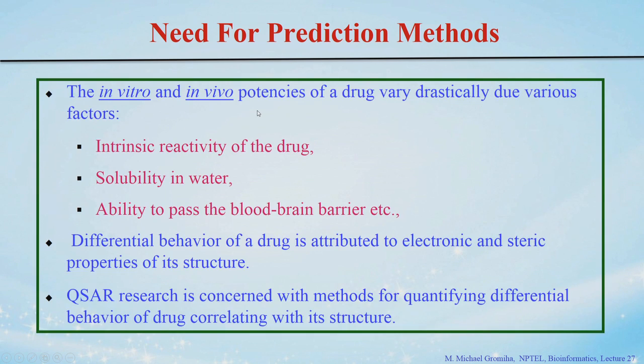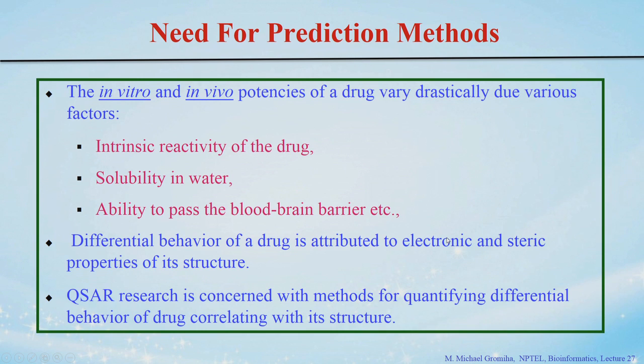Then again, if you see the in vitro and in vivo potencies of a drug, it varies with different factors. For example, the intrinsic reactivity and the solubility in water, because it has to be soluble, right, and the ability to pass the blood-brain barrier and so on, right. So, the differential behavior of these aspects is also attributed to the electronic and steric properties of the structure.